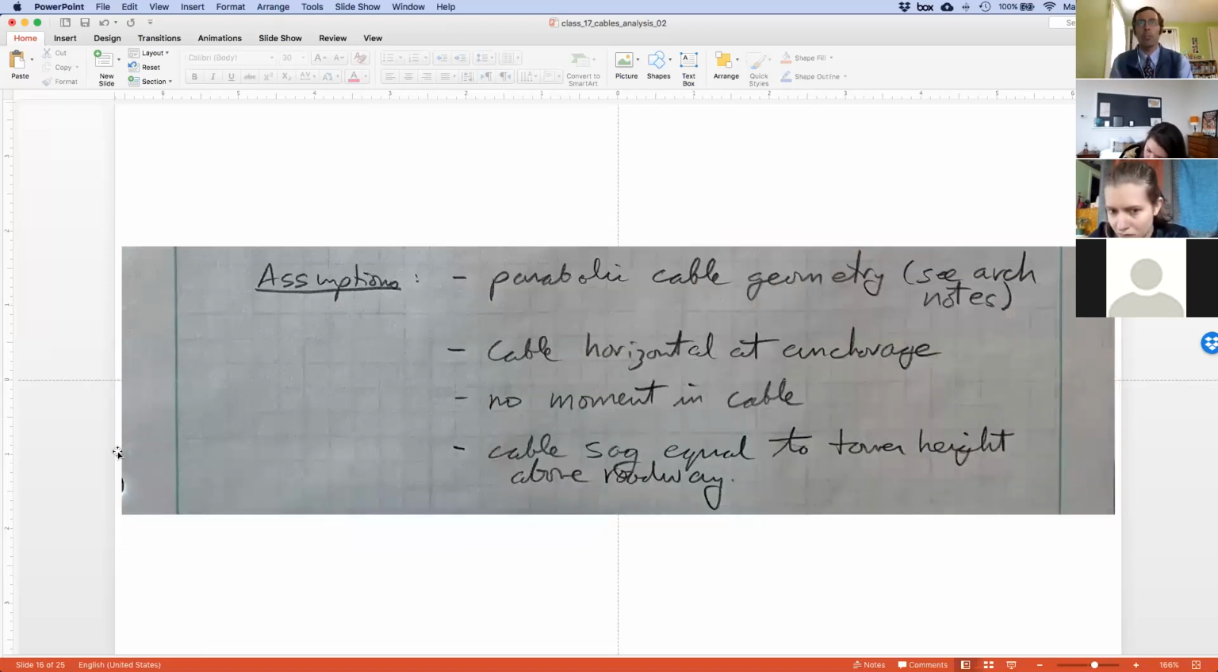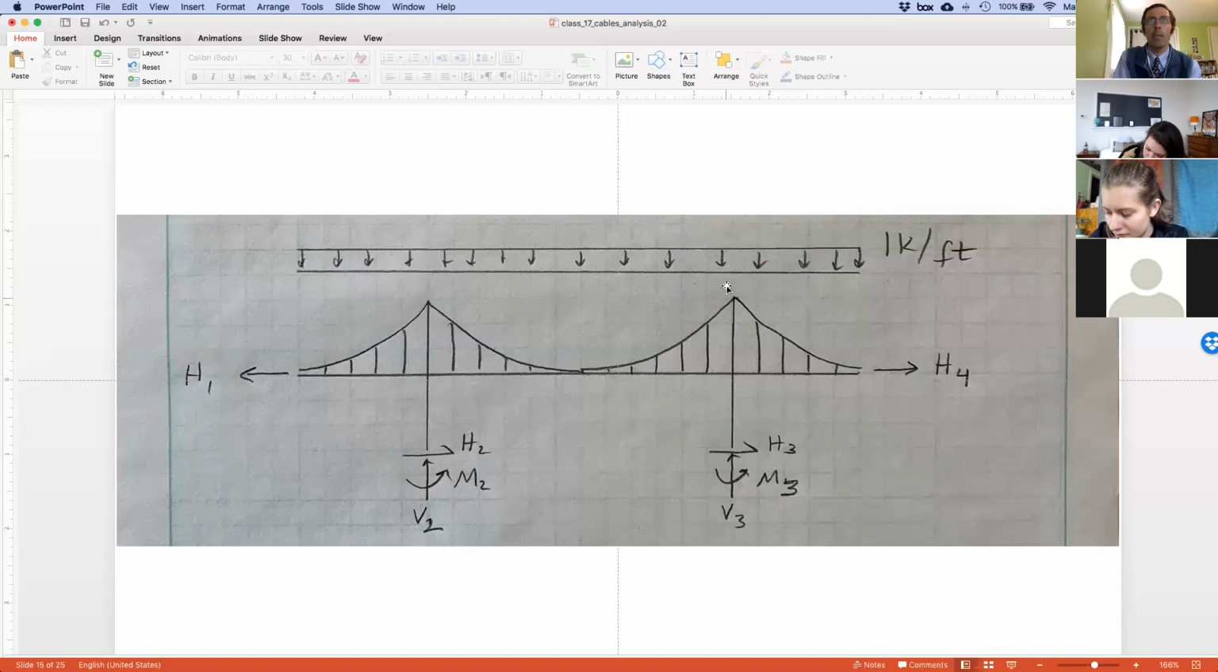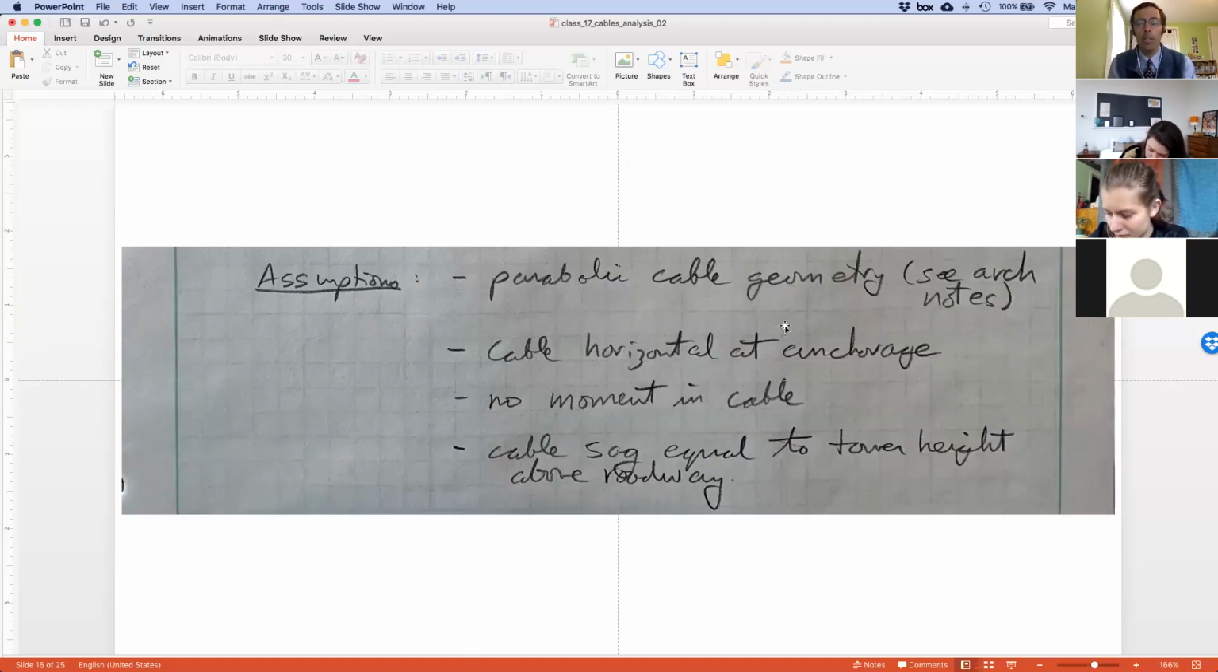And here are the assumptions. Parabolic cable geometry. If I wanted to understand the geometry of this main span cable or these back span cables, I need to go to the math of what a parabola looks like. And we did that for arches, so I refer you back to the arch notes there.